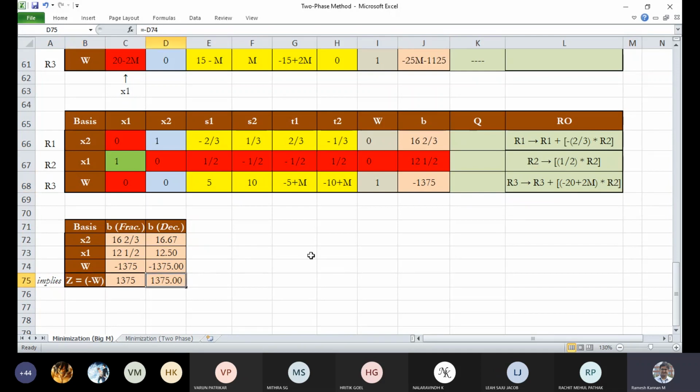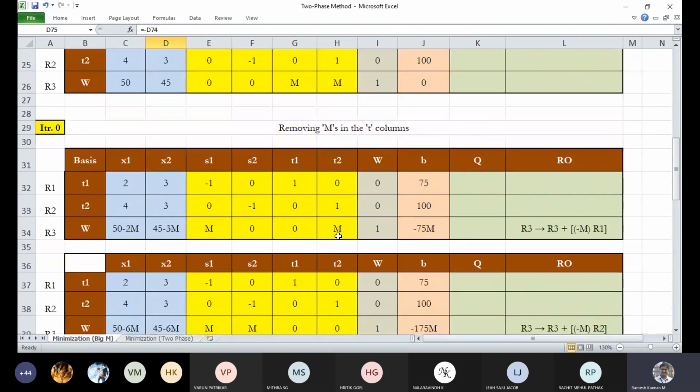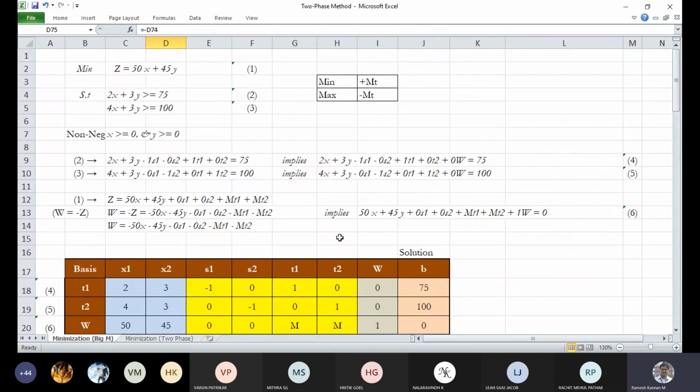So this is how it is, right? This is just an overview of what the big M method is. So far we have done the big M method, which we have done earlier also, but for clarity I'm just explaining it once more. And it will also be useful for you to understand the two-phase method.